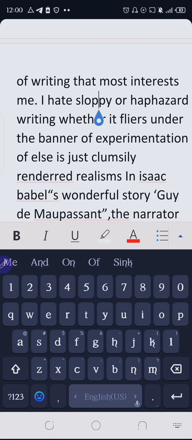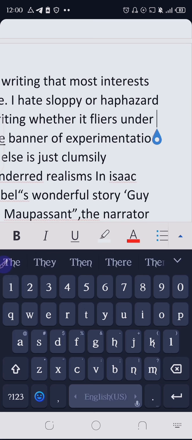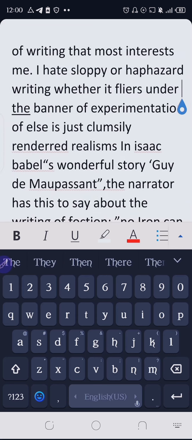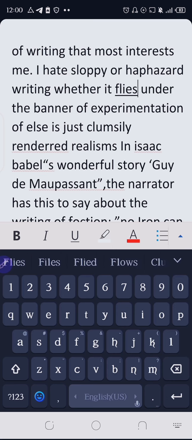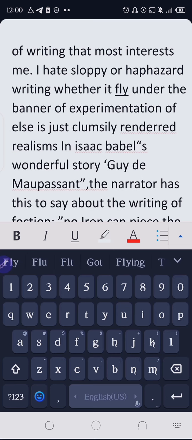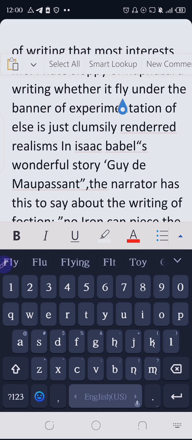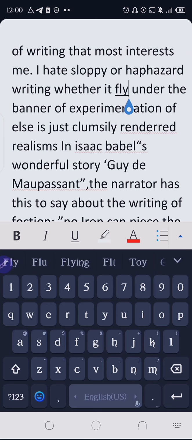When I ate flies here, I destroyed the spelling of flies. But let's read the whole sentence. I ate sloppy of hazard writing. When I eat flyers under the banner, so that doesn't make sense. When I eat flyers, no, then this certainly should be flies, not fly. Why? Because we are talking about writing, and the subject is writing here, and the subject is singular, and fly here is a plural verb, but the singular version of this fly is flies.